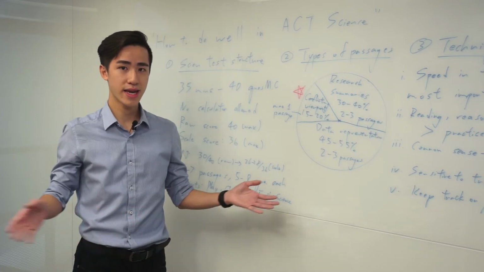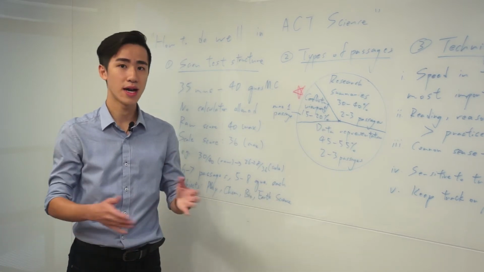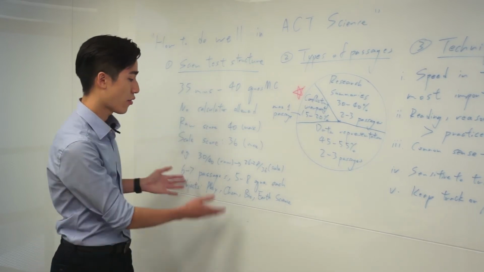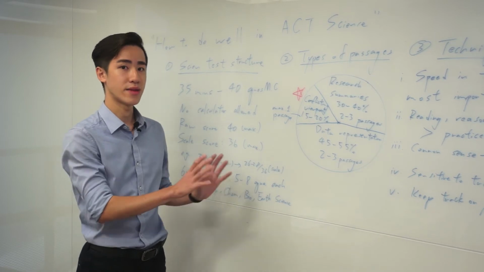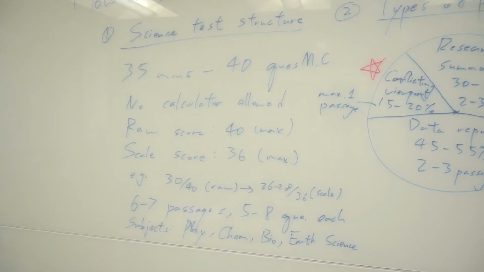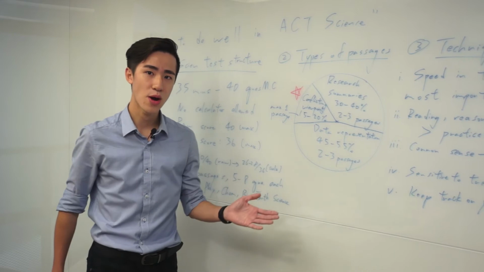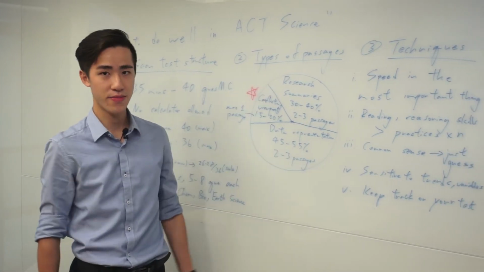Some of you may be taking A-level or IB or IGCSE or other syllabuses, you may already have learned something in this topic, and I think this will help you to do well in the ACT Science if you can connect the two parts together. The second part we will take a look at is the types of passages.